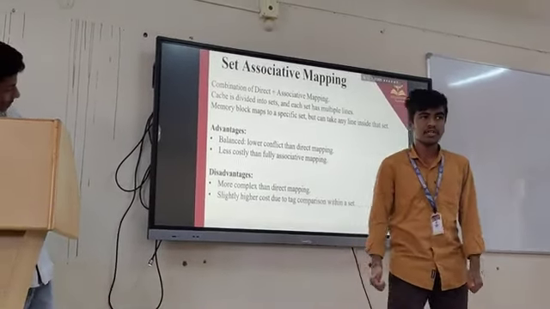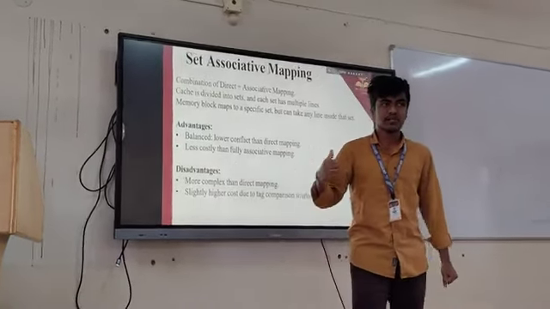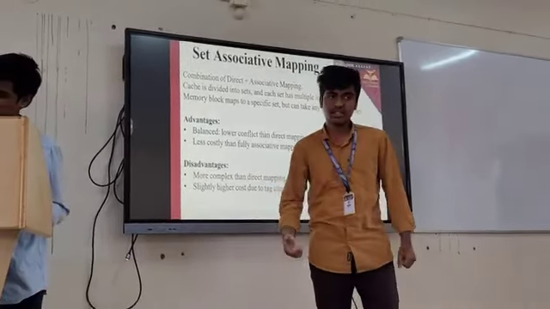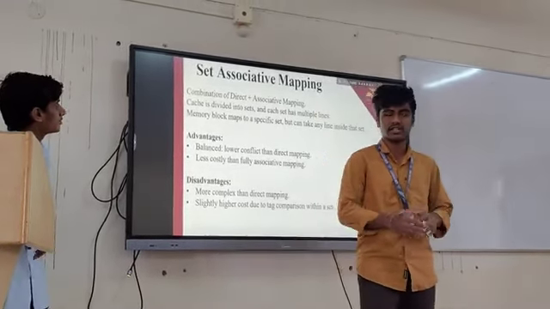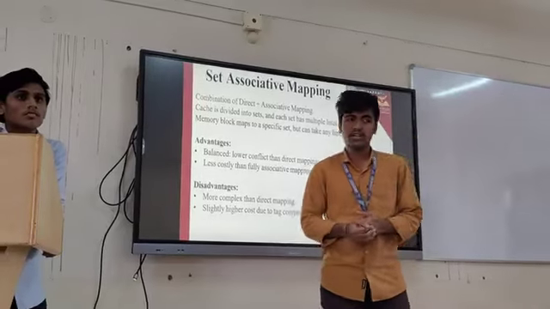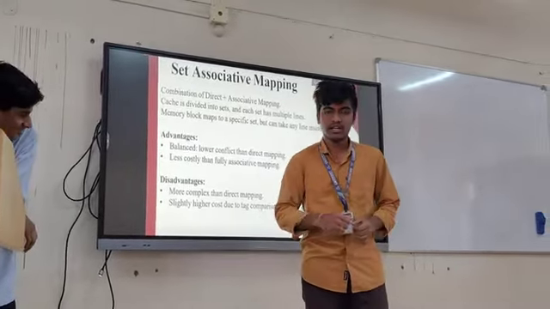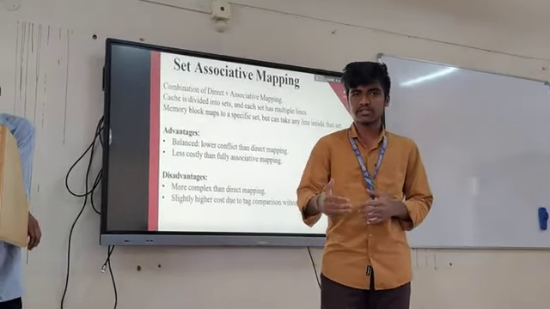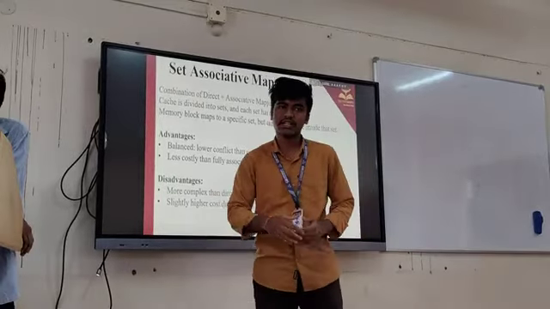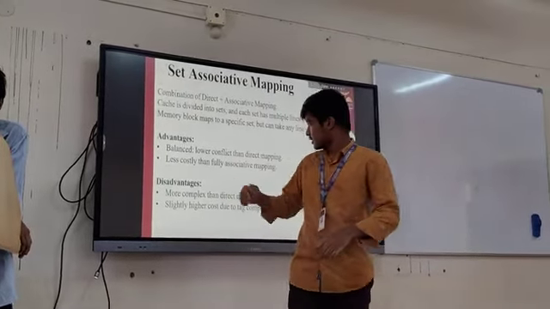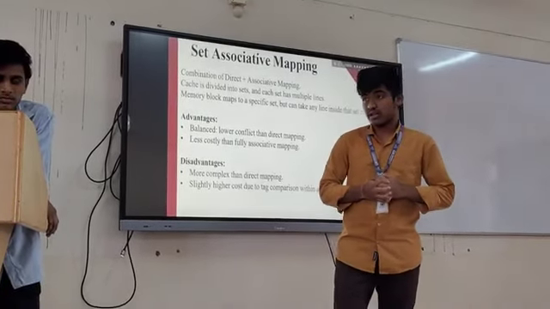Set associative mapping is a combination of both direct mapping and associative mapping. In this method, the cache is divided into a number of sets, each set has multiple lines, and a block of memory is mapped to a set. The block can be stored in any line of that set. The advantages are that it is balanced, has fewer conflicts than direct mapping, and is less costly compared to associative mapping.